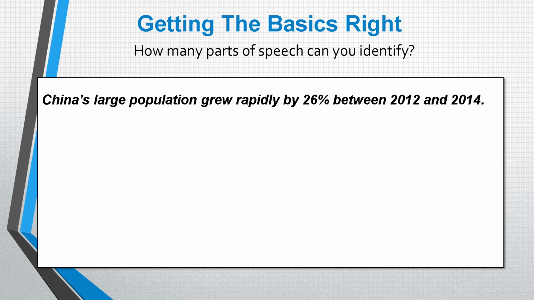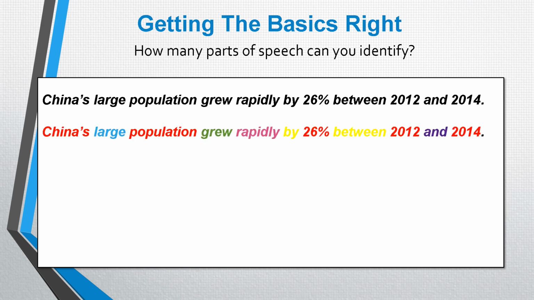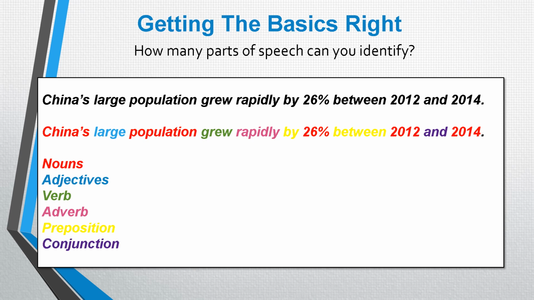Okay, so hopefully you came up with this answer. China is a noun, large is an adjective, population is a noun, grew is a verb, rapidly is an adverb, by is a preposition, all the numbers are nouns, between is a preposition. So that's a whole sentence classified into its different parts.